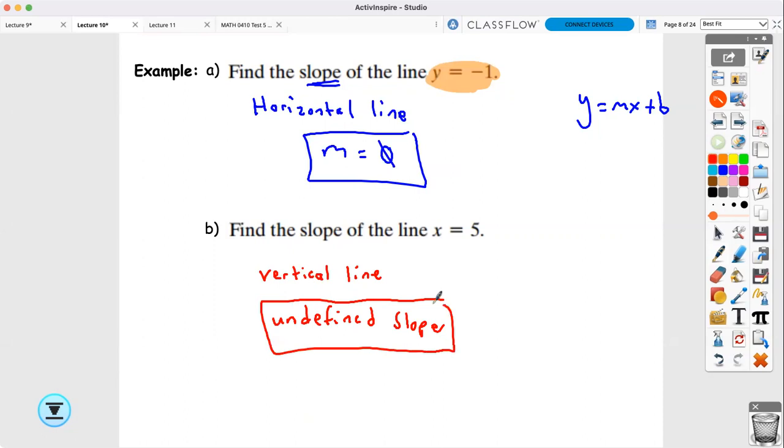Or you can write "no slope." These two mean the same thing. But this one over here is zero slope, the one for horizontal. Zero slope.